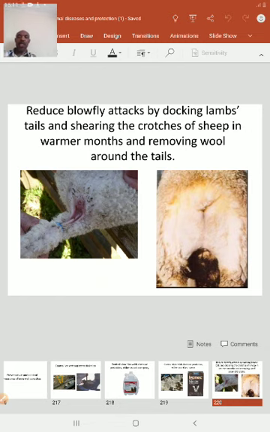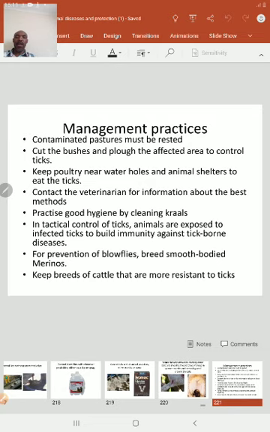Those are the ways to prevent or control the lice: ivermectin injection. You can also dock your lambs to prevent blowfly. That's management.